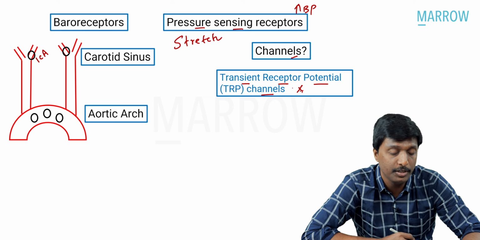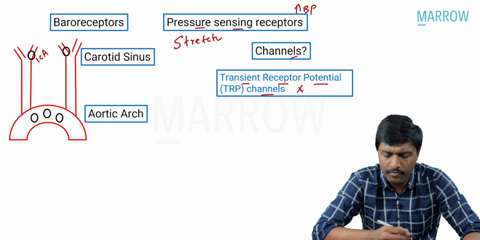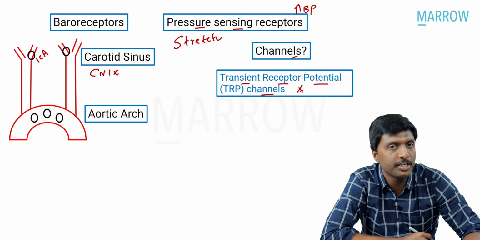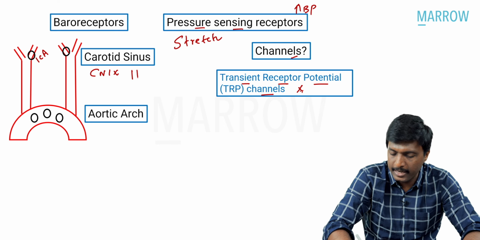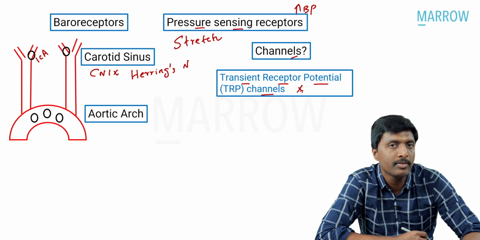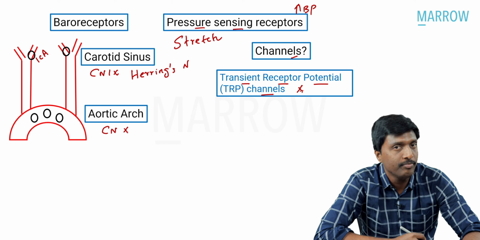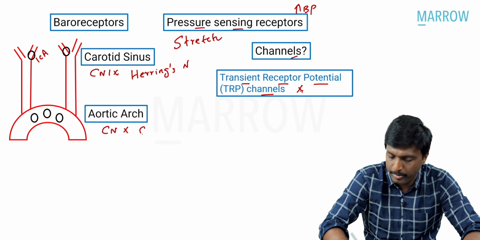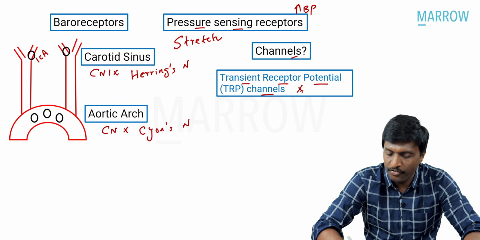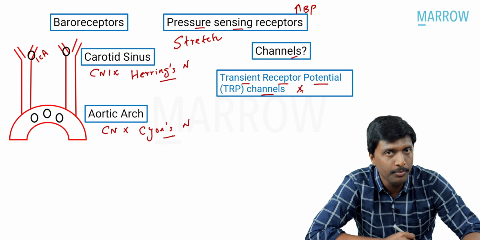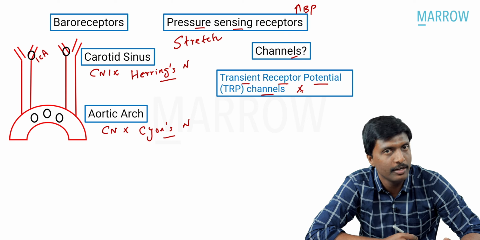Now, most important MCQ. This carotid sinus is obviously innervated by our cranial nerve 9, glossopharyngeal. Which important branch, sir? We call that Hering's nerve. Yes. Aortic arch will be innervated by cranial nerve 10, vagus. Which special branch, sir? We know it is Cyon's nerve. Glossopharyngeal branch is Hering's nerve. Vagal branch is Cyon's nerve. They are going to innervate our baroreceptors.